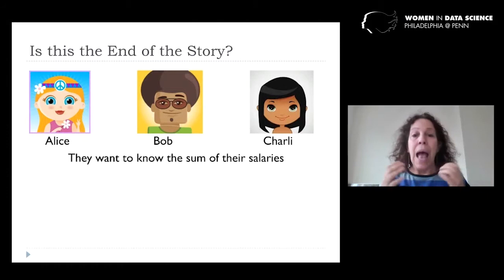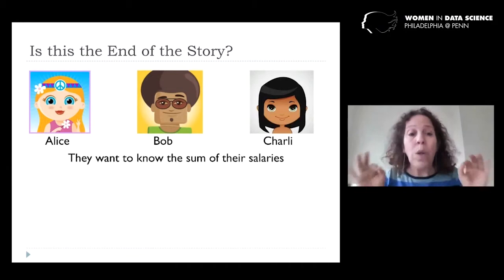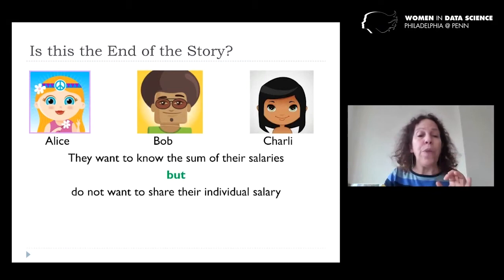However, they don't want to do that. They don't want to expose their salaries. For various reasons, doesn't matter what the reasons are, they only want to learn the sum of the salaries. So as I said, they want to do this, but they do not want to share their individual salary. So the question is, can we do this? Can we actually have Alice, Bob, and Charlie compute this without exposing their salaries? This seems quite amazing and unbelievable.